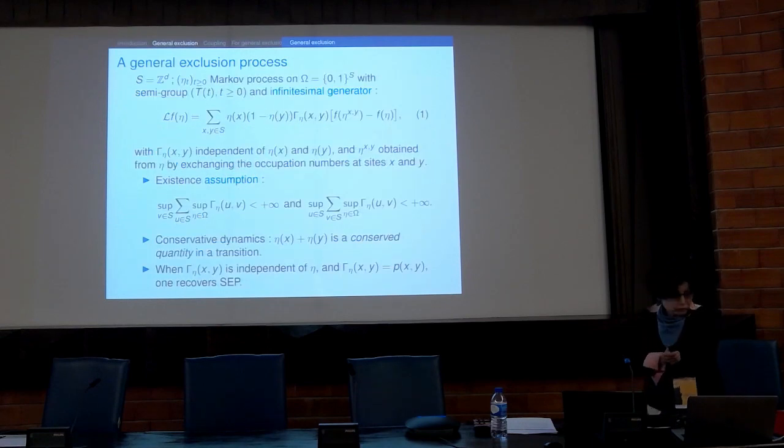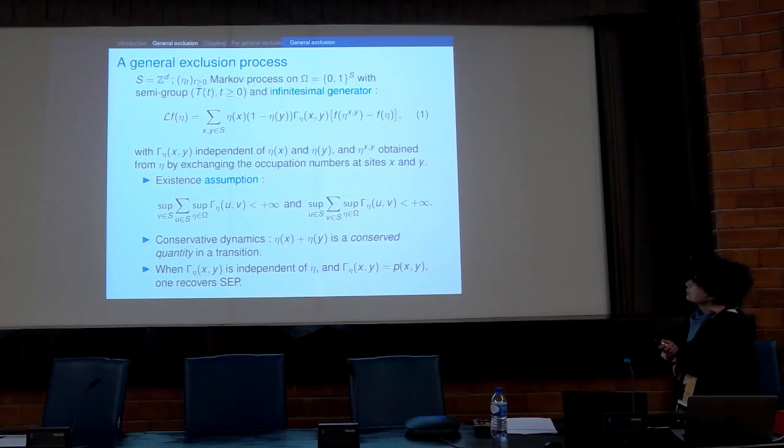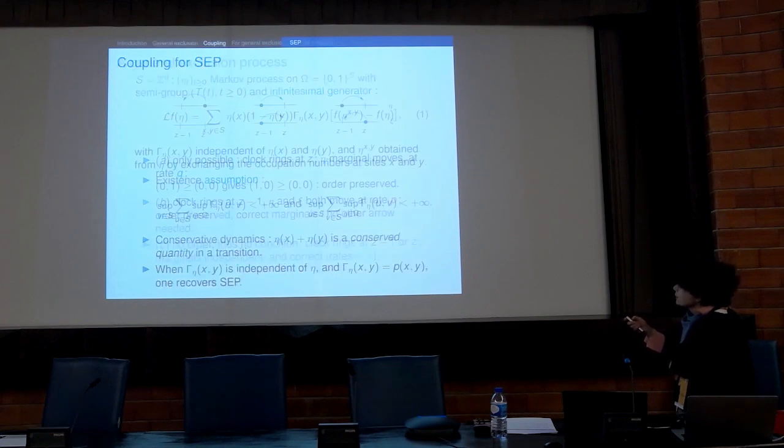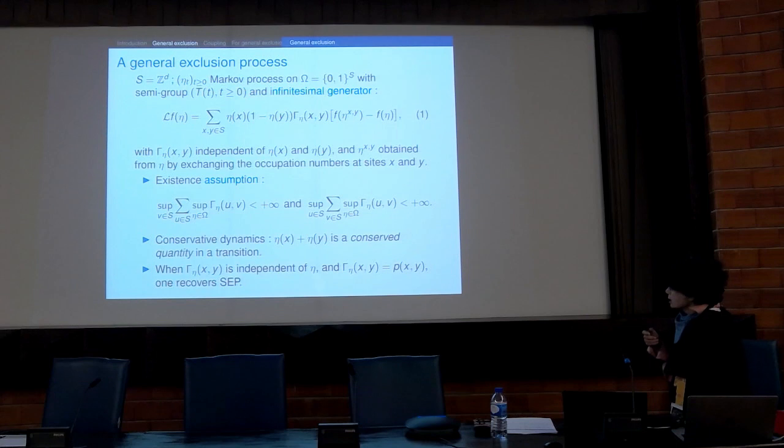Okay, so what's our model? Our model is you have jumps from x to y, as before, but then the rate is eta(x)(1 - eta(y)). Of course, you need exclusion, but then it's multiplied by some rate gamma_eta(x,y), which is independent of eta(x) and eta(y) as before, but it could depend on the whole configuration. So the first point is to find some existence assumption, which is here. Sorry, so you have this existence assumption. And this is a conserved dynamics, of course, because there's a jump.